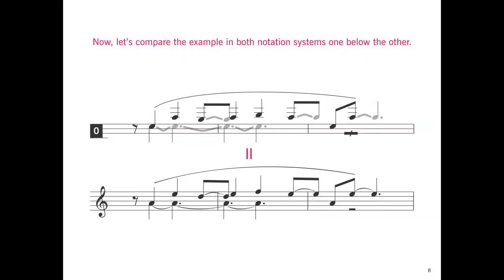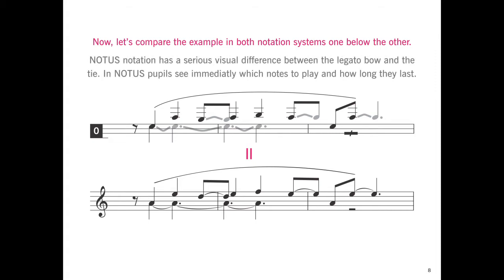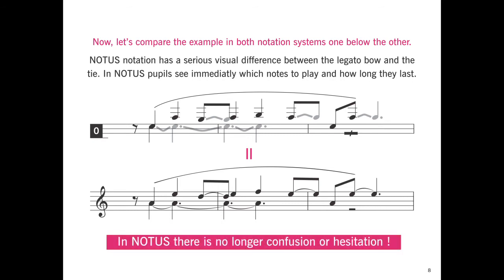Now, let's compare the example in both notation systems one below the other. NOTUS notation has a serious visual difference between the legato bow and the tie. In NOTUS, pupils see immediately which notes to play and how long they last. In NOTUS, there is no longer confusion or hesitation.